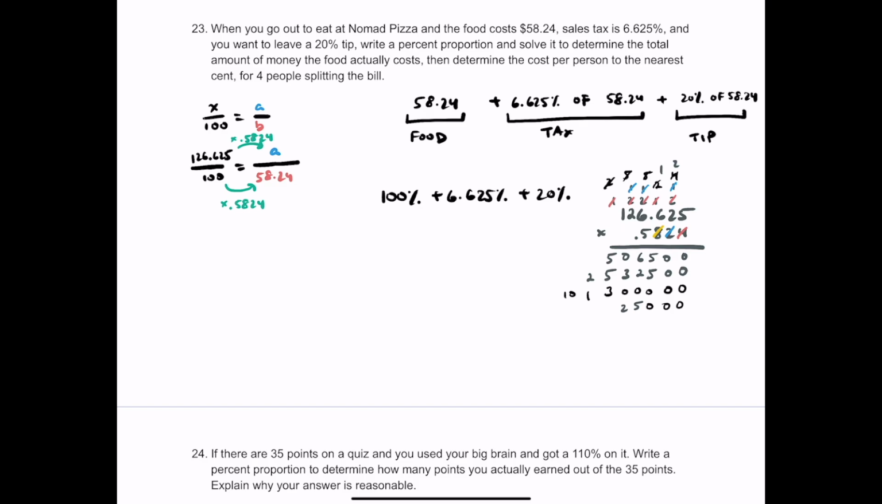5 times 6 is 30, plus 1 is 31, carry the 3. 5 times 6 is 30, plus 3 is 33, carry the 3. 5 times 2 is 10, plus 3 is 13, carry the 1. 5 times 1 is 5, plus 1 is going to be 6. So, times 0, 0, 0 with a 1, it's a 7, 8, 9, 14, carry the 1. That's 4, 5, 6, 14, carry the 1, 3.